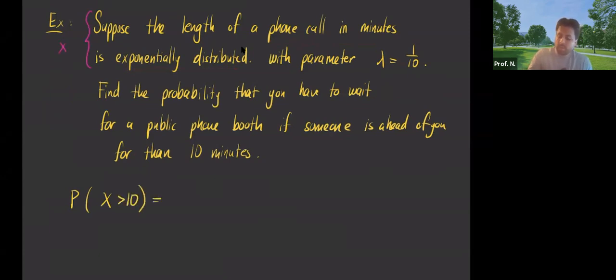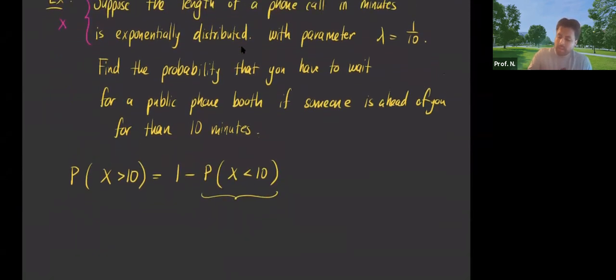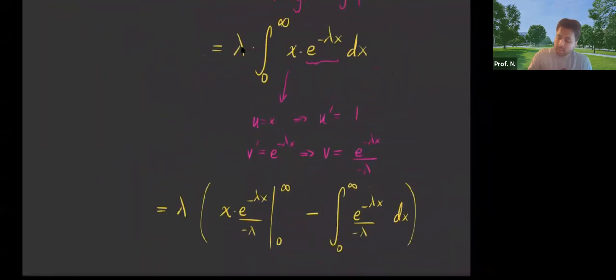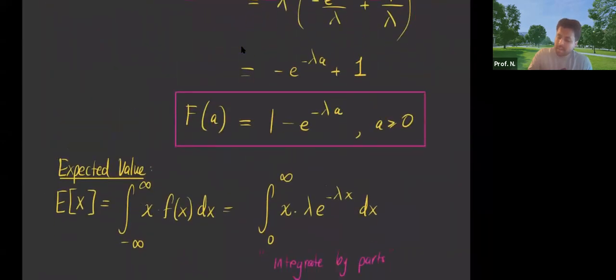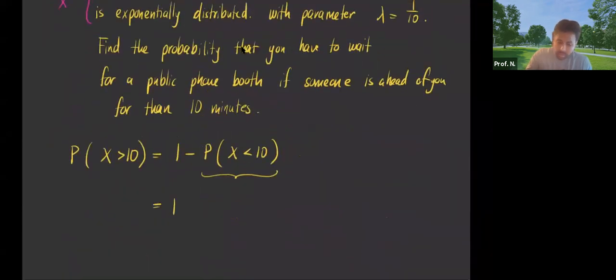It's exponentially distributed, right? So I can write this as what? 1 minus the probability that x is less than 10. But then what is this? This is the CDF, right? Don't we know the CDF? The CDF is what? 1 minus e to the negative lambda of 10. So this is equal to 1 minus e to the negative lambda times 10, doesn't matter the order.